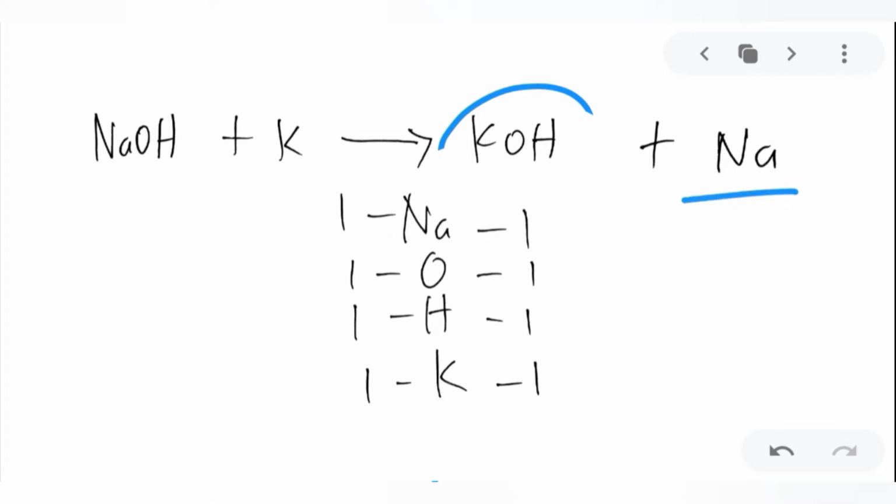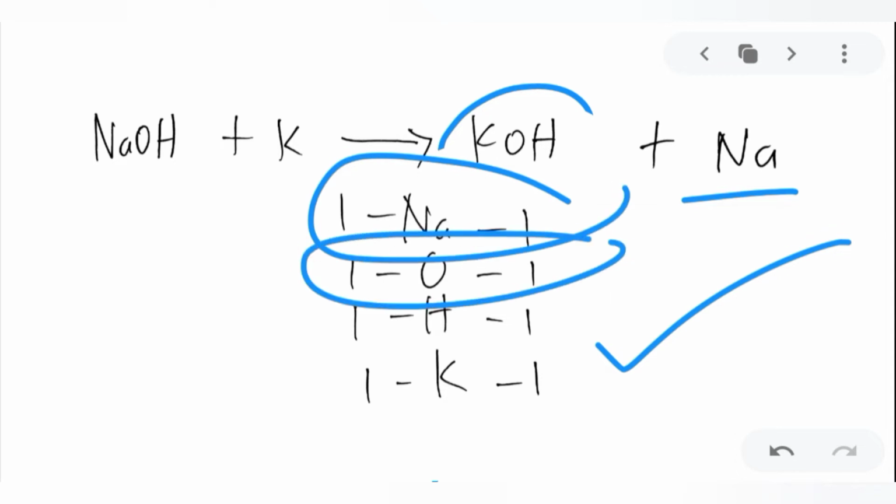So let us analyze if they are already balanced. For the reactant side, we have one piece of sodium. For oxygen, we have one piece of that. For hydrogen, we have one piece of that. And for potassium, we have one piece of that. On the product side, we have one piece of sodium, one piece of oxygen, one piece of hydrogen, and one piece of potassium. So we therefore no longer need to balance this equation or reaction since this is already balanced by the presence of the same values in each element both in reactants and products.